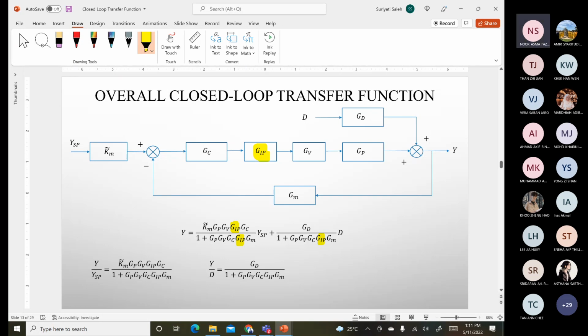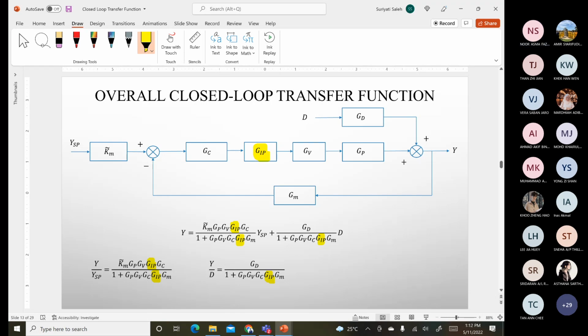Where now for the Y over YSP, you have the GIP in the numerator and denominator. But for YD, it is only in the numerator. You don't have GIP inside the denominator. So this is how it looks. This means for this case, normally you have two types of block diagram, either the standard one or sometimes with the IP like this.